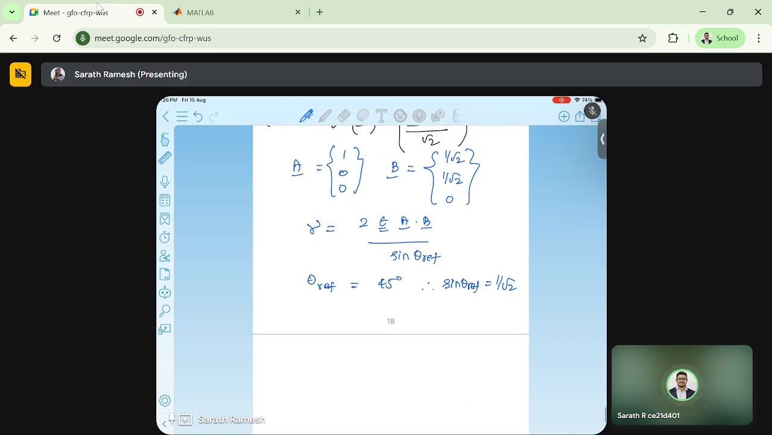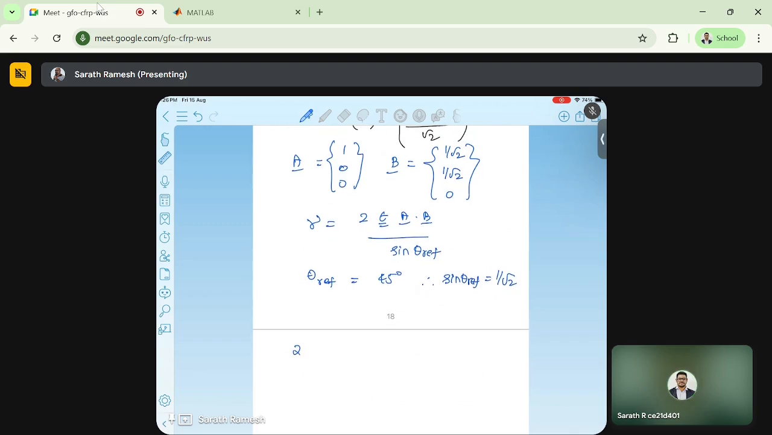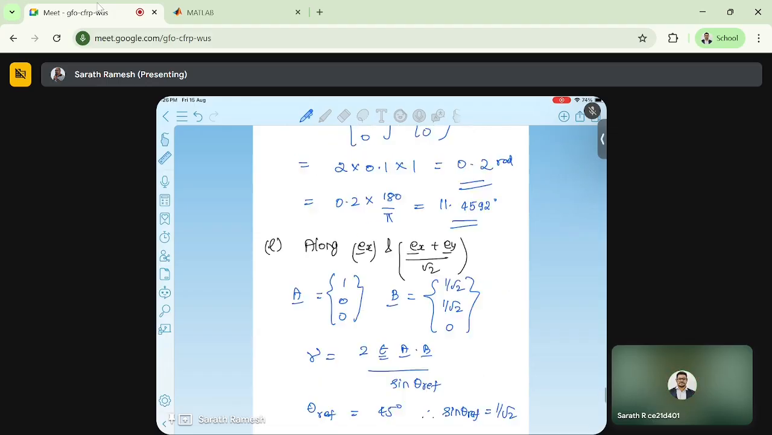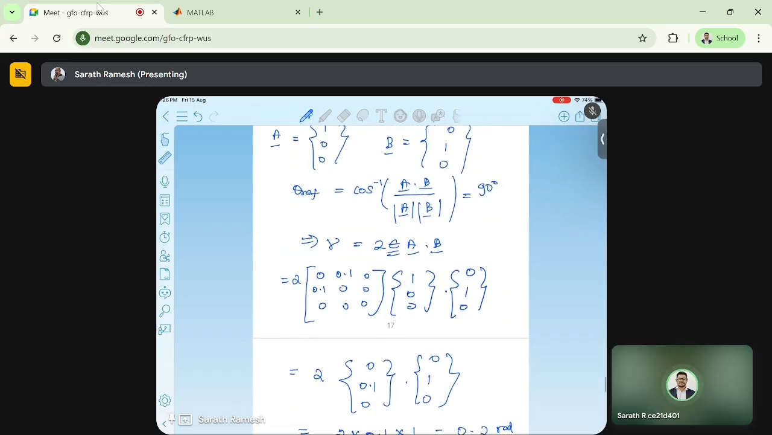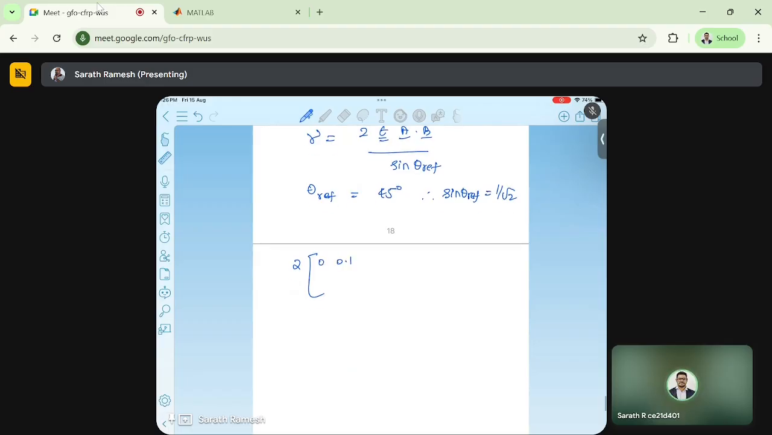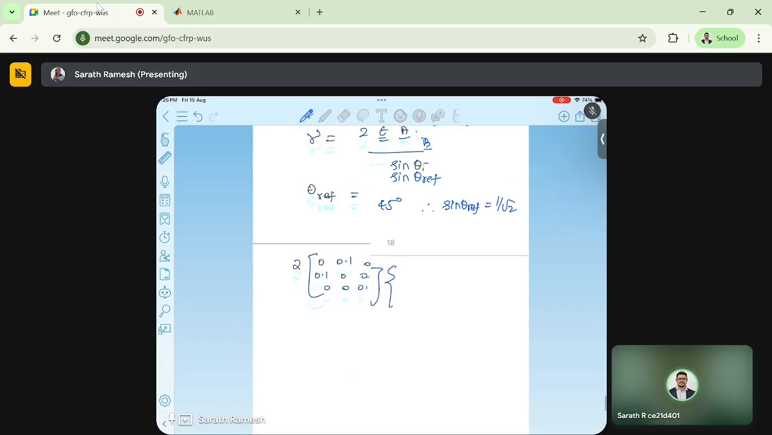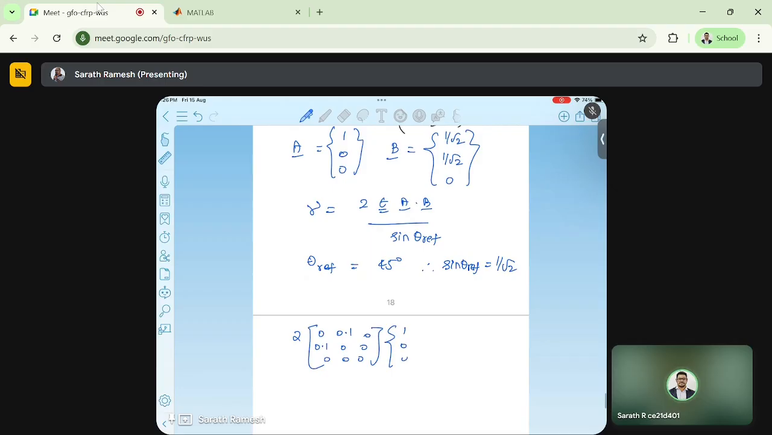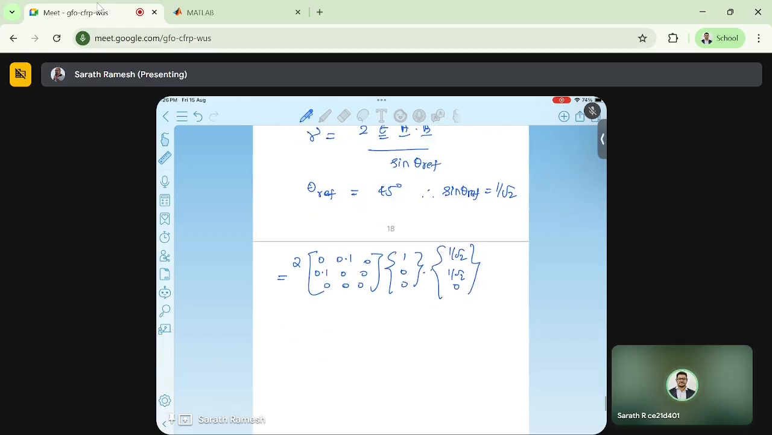2 times epsilon is the matrix 0, 0.1, 0.1, 0, 0.1, 0.1, 0, 0, 0, 0, 0, 0. A dotted with B. A is 1, 0, 0, dotted with 1 by root 2, 1 by root 2, 0. Okay, so this is equal to 2 times the first column, 0, 0.1, dotted with 1 by root 2, 1 by root 2, 0.